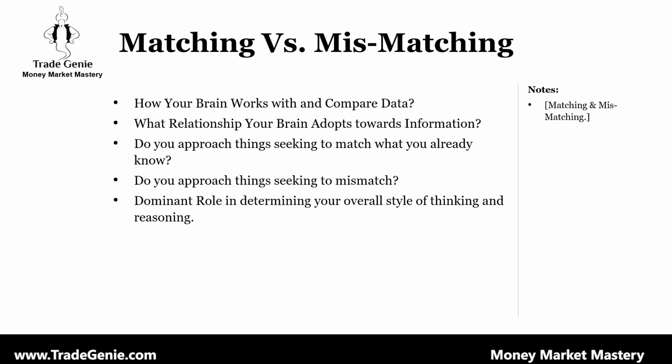we are trained, our brain is trained to work in just one way. So I'll give you some hints and see which way you tilt. There's something called matching versus mismatching, and how it relates to price and volume analysis. It will be clear to you by the end of this teaching. How does your brain work with and compare data? If there are 5 pieces of data, how do you evaluate that data? Are you matching or mismatching? What relationship does your brain adopt towards information?